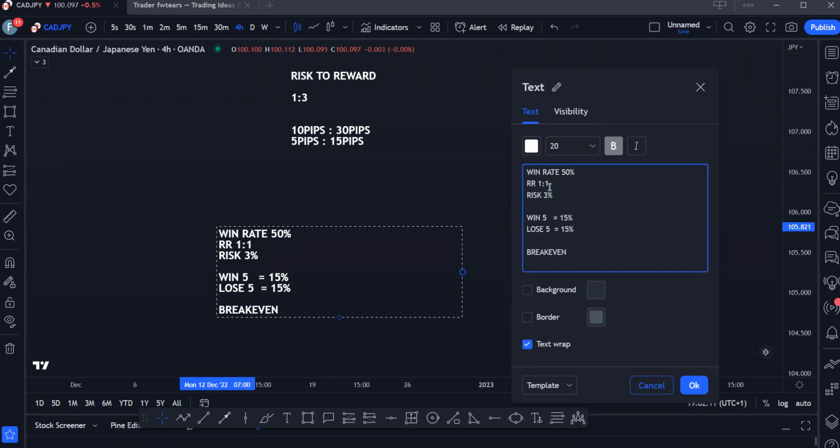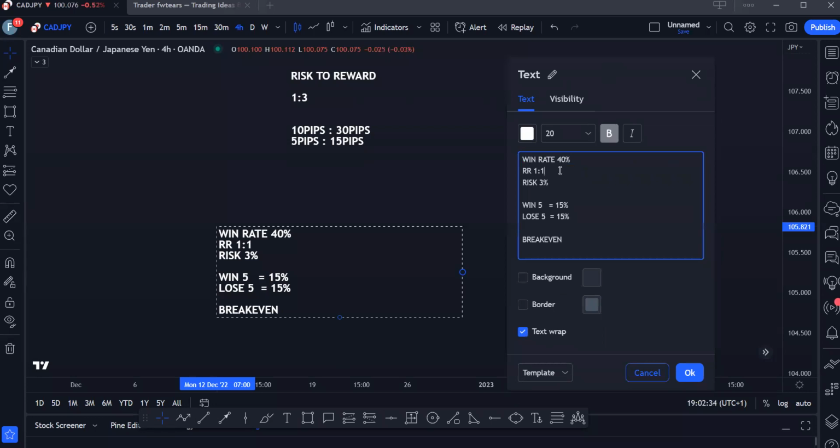Okay, now let's say, and for most traders, I have to be very honest with you, most traders don't have a winning rate of 50%. Okay, most have anywhere from 30 to 40% win rate. Okay, so this is a realistic win rate for most traders out there, 40% win rate. All right, so if the win rate is 40%, and then you are risking 3% with a risk reward of 1-to-1, for this win rate, that means you win 4 trades and then you lose 6 trades.